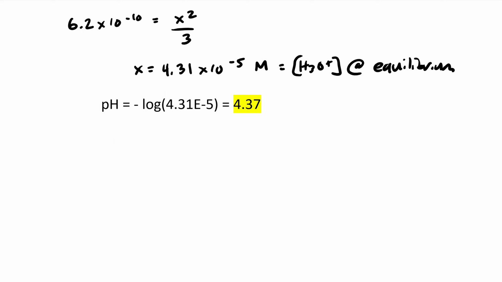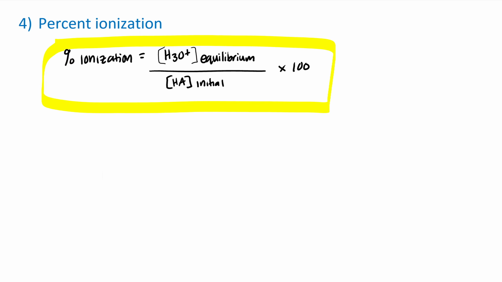Now, one last part. If I wanted to calculate the percent ionization of this acid, percent ionization is equal to the equilibrium concentration of hydronium over your initial acid concentration multiplied by 100. So for this acid, the percent ionization is less than 1%. 0.0014% of the acid is ionizing and producing hydronium ions.